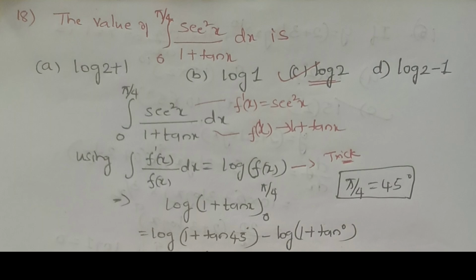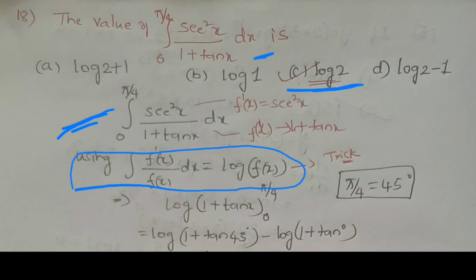Integration with respect to x from 0 to pi by 4. Pi by 4 is 45 degrees. Secant square x divided by 1 plus tan x into dx, we need to find out. The answer is log 2. So we have to use a trick here. We are using this logic: f dash x divided by f x into dx is equal to log of f of x. This trick we are using.